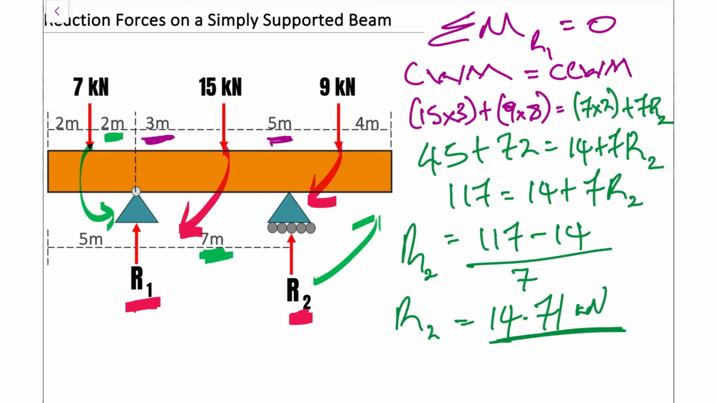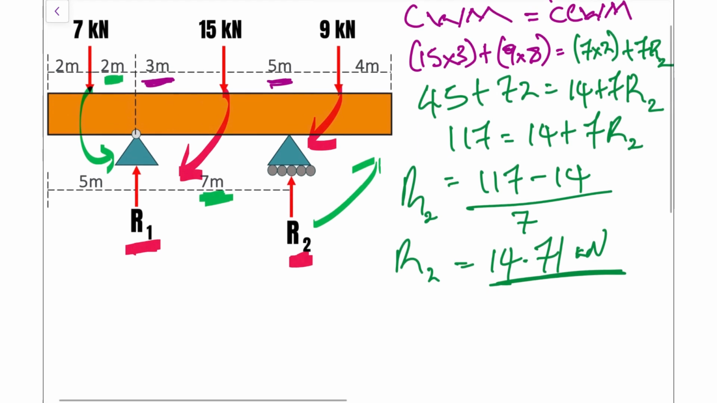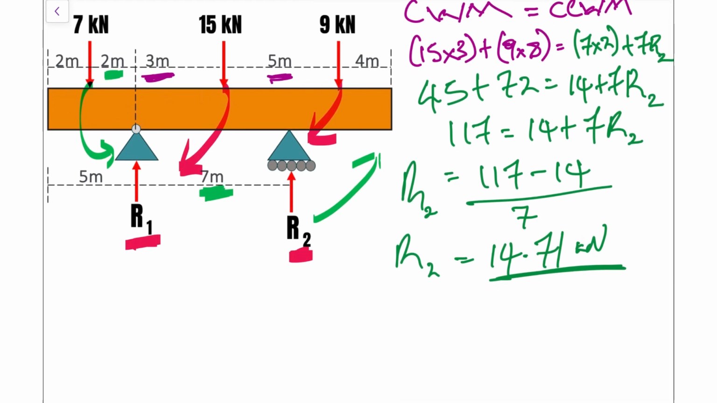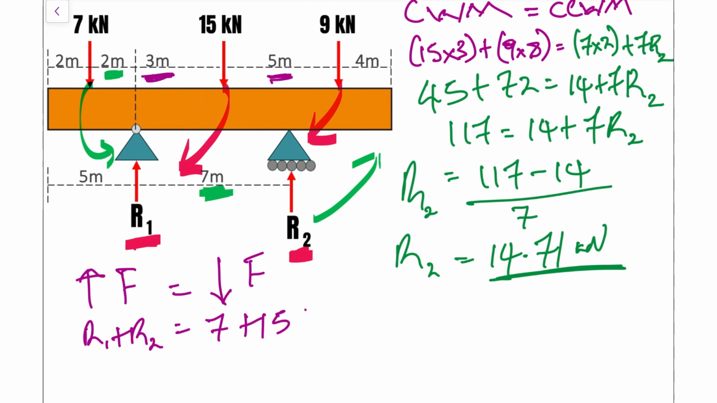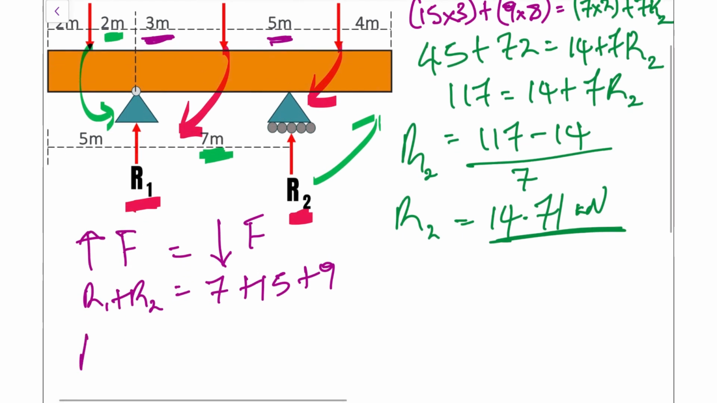So that gives us our R2, and all we have to do now is apply our next equilibrium equation to get what R1 is. All that is, we're just going to say that the forces going up should be equal to the forces going downwards. So if we sum all the forces going upwards, that will just be R1 plus R2. And if we sum all the forces going downwards, that will just be 7 plus our 15 plus our 9. We already know what R2 is, so we can just go ahead and solve for R1.